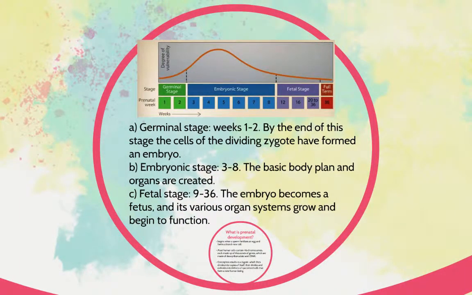We look at the stages of prenatal development. The first 2 weeks after conception are called the germinal stage. By the end of this stage, the cells of the dividing zygote have formed an embryo. The embryonic stage begins next, during which time the basic body plan and organs are created. The fetal stage begins after 2 months. The embryo becomes a fetus, and its various organ systems grow and begin to function.